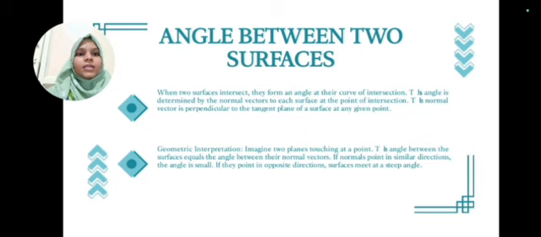Geometric interpretation. Imagine two planes touching at a point. The angle between the surfaces equals the angle between their normal vectors. If normals point in similar directions, the angle is small. If they point in opposite directions, surfaces meet at a steep angle.